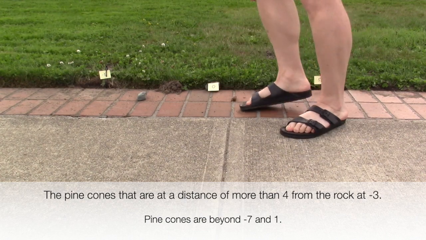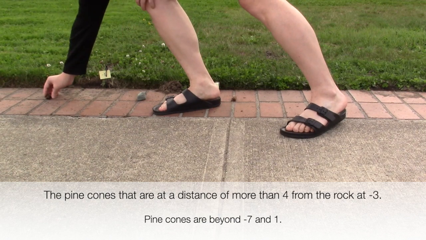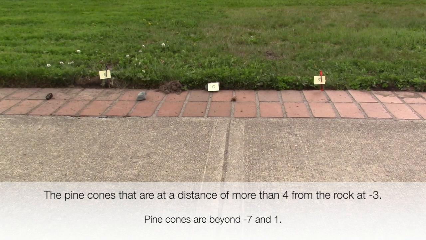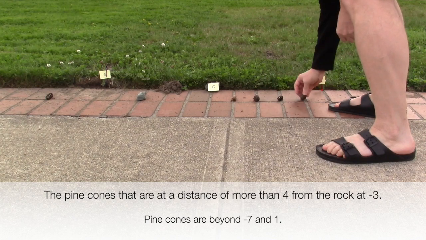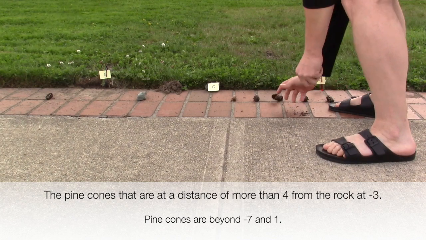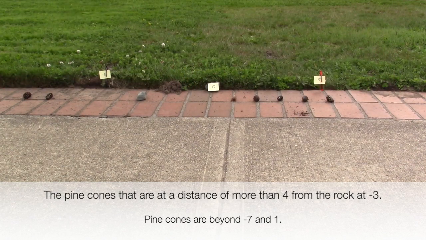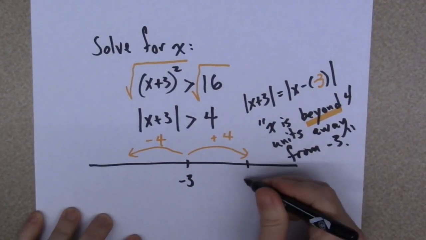And I'm looking for all those points that are at a distance of greater than 4 from negative 3. That's going to correspond to pine cones that go beyond, either to the right or to the left of these two pine cones. If I had more pine cones, I would keep indicating that the points keep going to the right and to the left, as well as the spaces in between those pine cones.